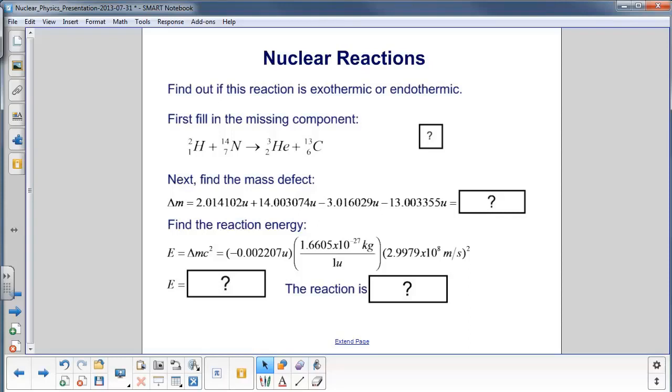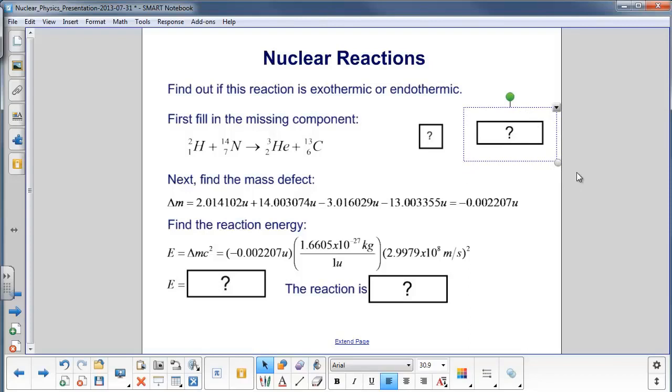Now we're going to find the mass defect. We take the atomic mass units of the reactants over here, and notice we take them out to many decimal places because that's what we need in these types of problems, because even small numbers make big differences. Here's the mass of deuterium in atomic mass units, here's nitrogen, then we subtract away the atomic mass units of the products. Here's helium, and here is carbon. We do the math, and we get a negative 0.002207 atomic mass units.